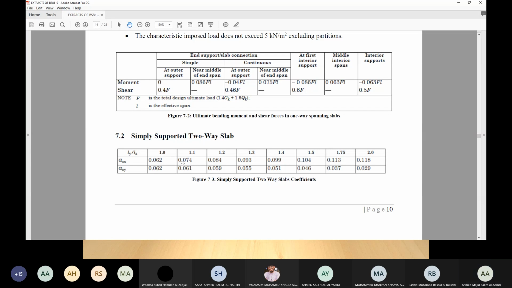Second type: if you are doing cast in situ, what will happen? You will see that your elements are connected to the other elements because the construction is done in that way. Do you want me to give you an example so you'll understand the difference between simply supported and restrained? Yes. Better. Okay.